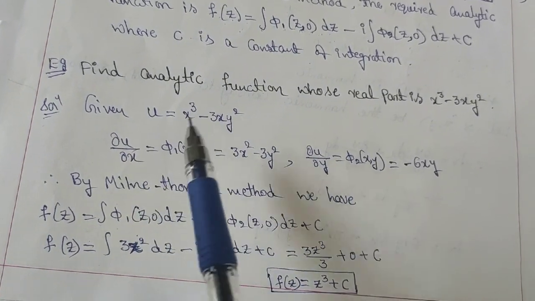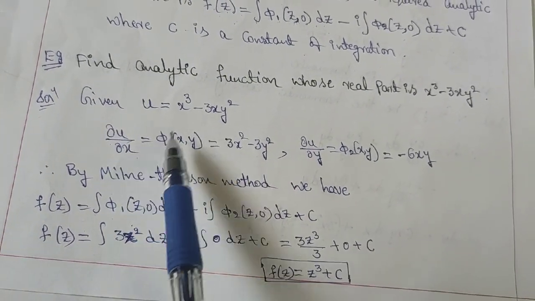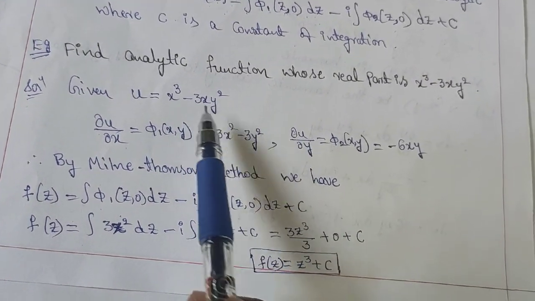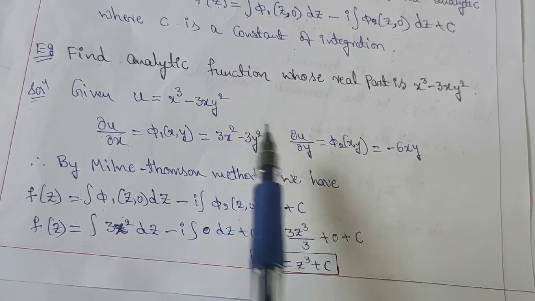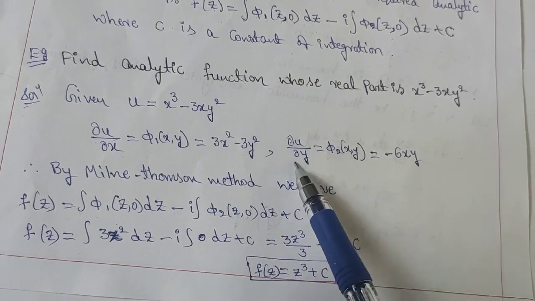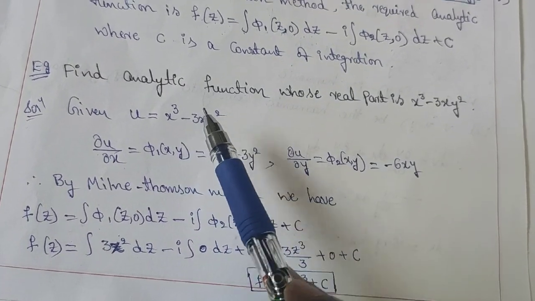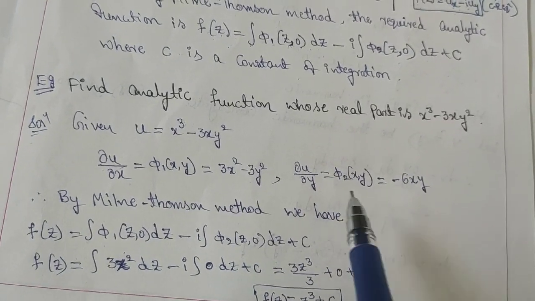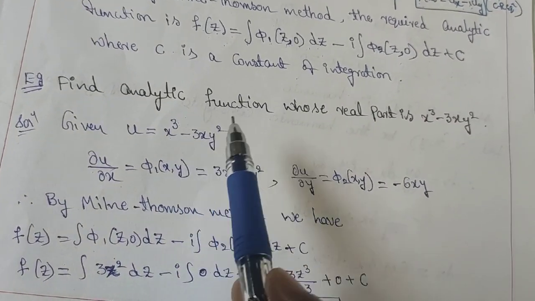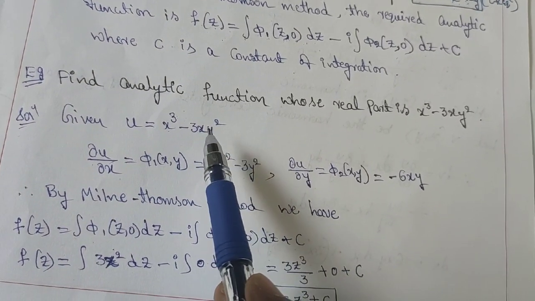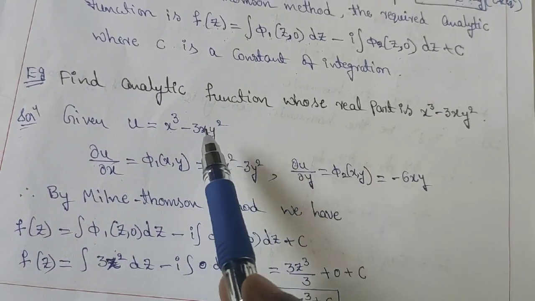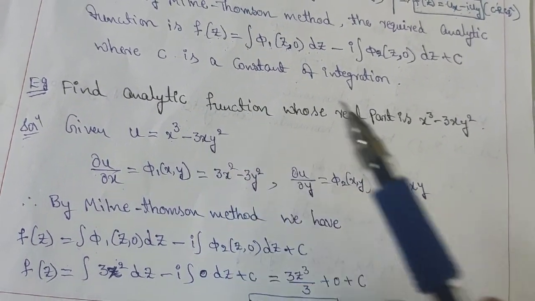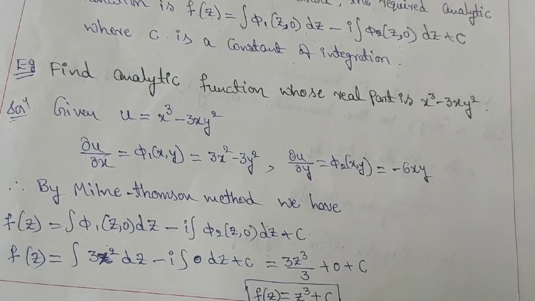Differentiation of u with respect to x: x cube gives 3x square, and minus 3xy square gives minus 3y square. Differentiation of u with respect to y: x cube is 0 because we are differentiating with respect to y. Then minus 3xy square: minus 3x is constant, and y square differentiates to 2y, 2 into 3 is 6, so we get minus 6xy.